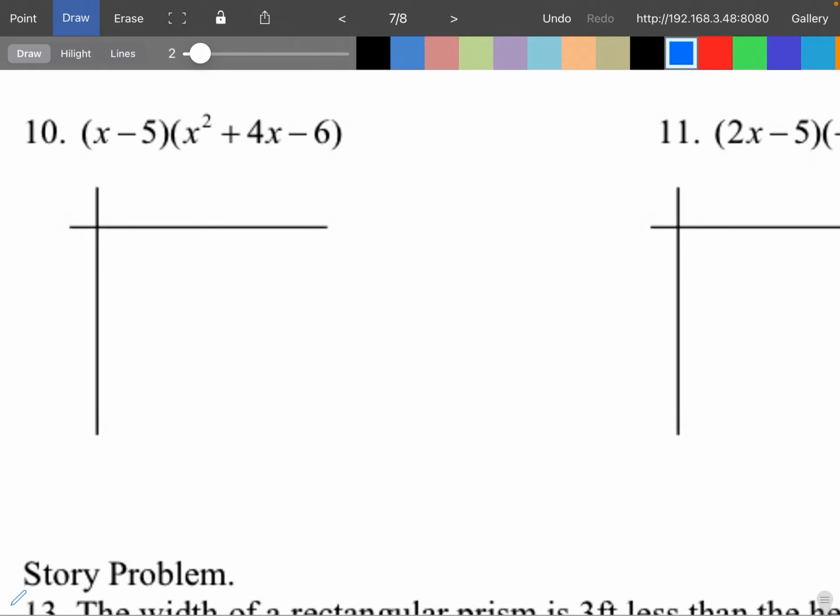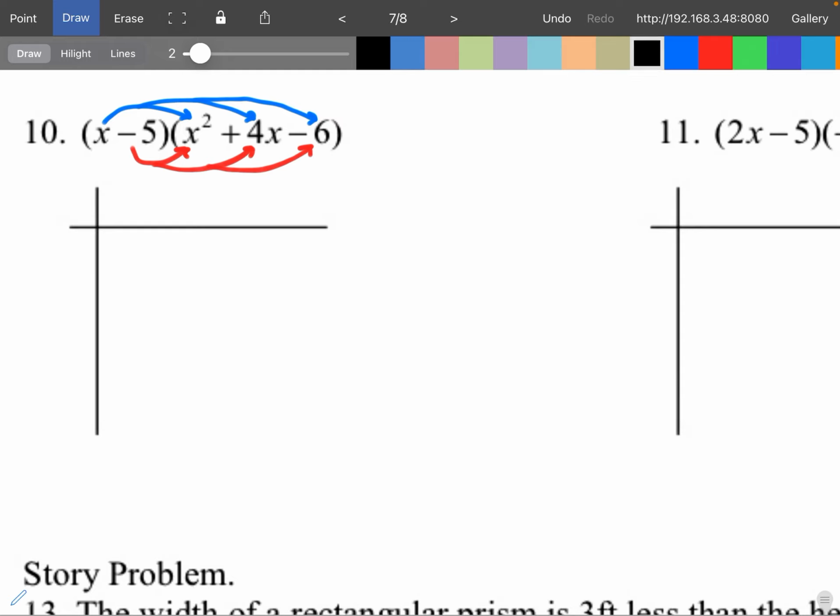So then we're still going to do the distributive property twice. So we're going to distribute this x onto all three terms on that trinomial. And then we're going to distribute the -5 onto all three terms. Like that. So we got to do 6 multiplications.